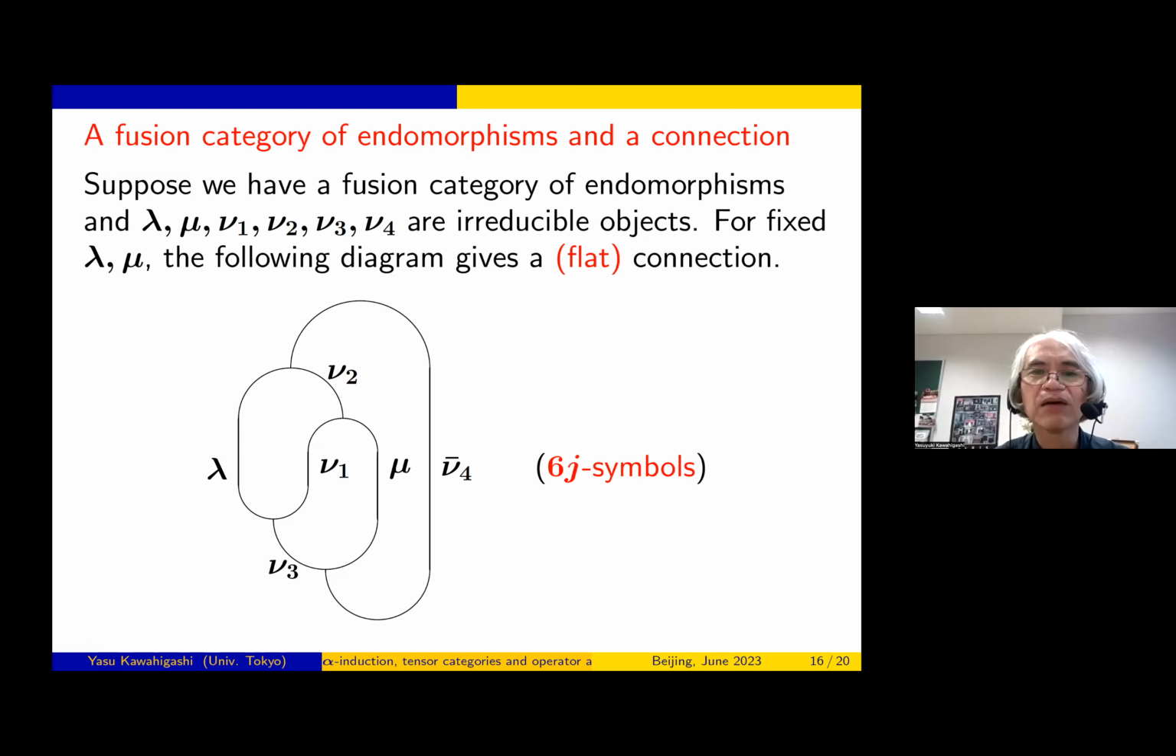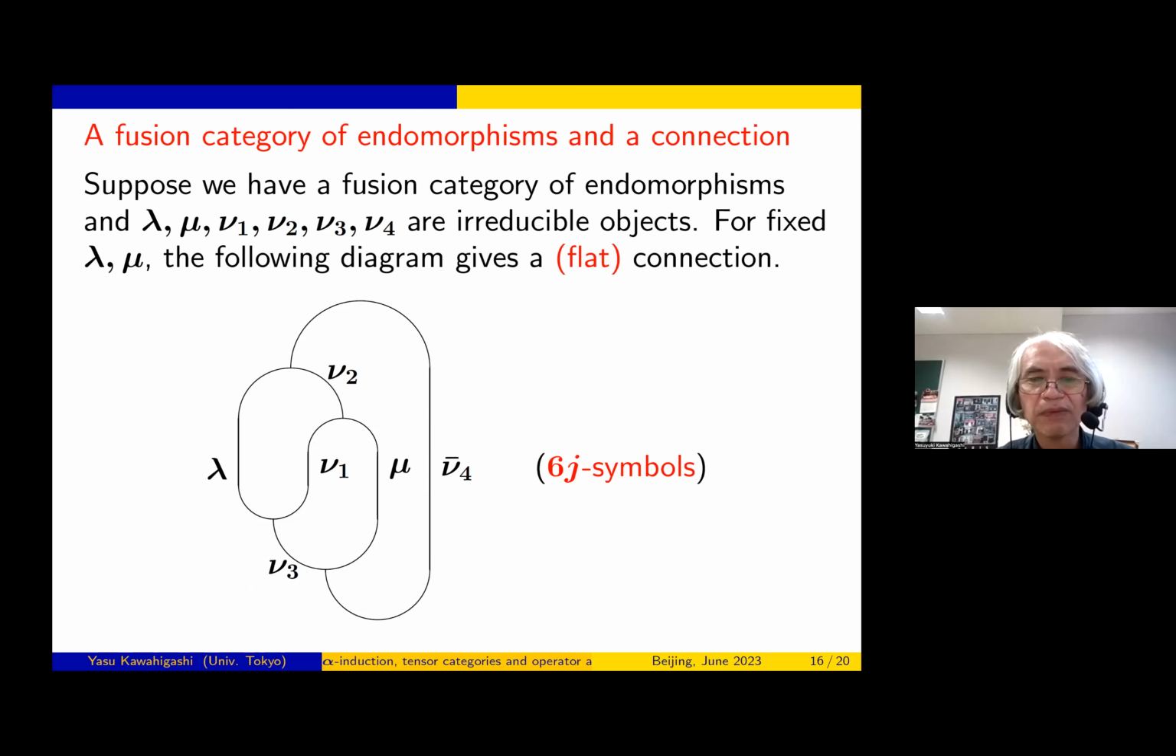Then we consider the following diagram. In this diagram, we have 6 edges labeled lambda, mu, nu1, nu2, nu3, nu4, and we have 4 triple points in this picture. So we have 4 intertwiners. For example, the top triple point is an intertwiner from nu4 to lambda times nu2. We compose these 4 intertwiners. Then this is an intertwiner from an irreducible object nu4 to itself, so this gives a scalar. So this picture is a composition of 4 intertwiners, which is a complex number. This closed diagram gives a complex number.